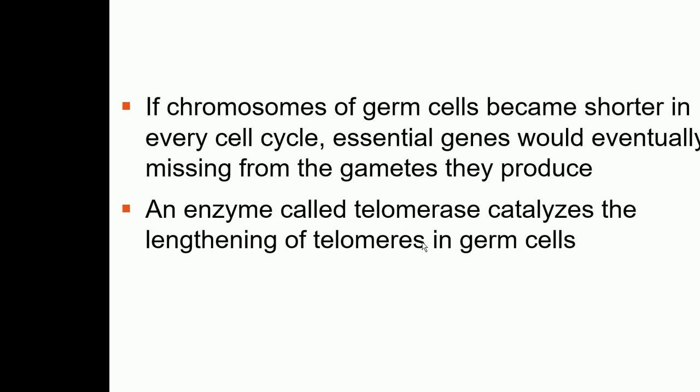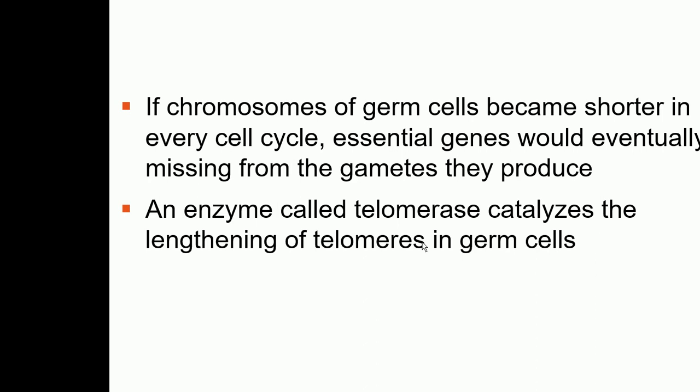You know that we have two different kinds of cells in our body. We have somatic cells, and we have sex cells, or the gametes. These gametes also have this enzyme called telomerase, and it catalyzes the lengthening of the telomeres. That is why these germ cells don't die. That's why they are able to pass the information from generation to generation.